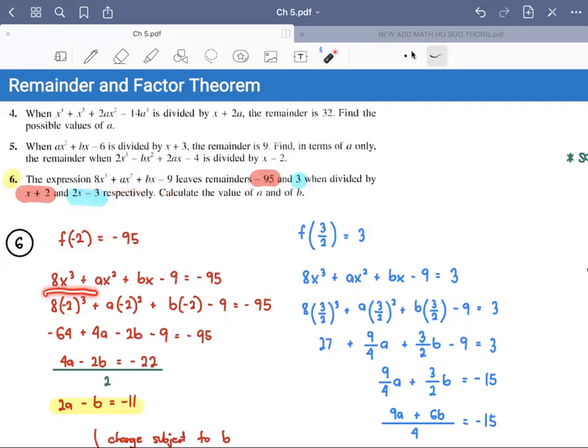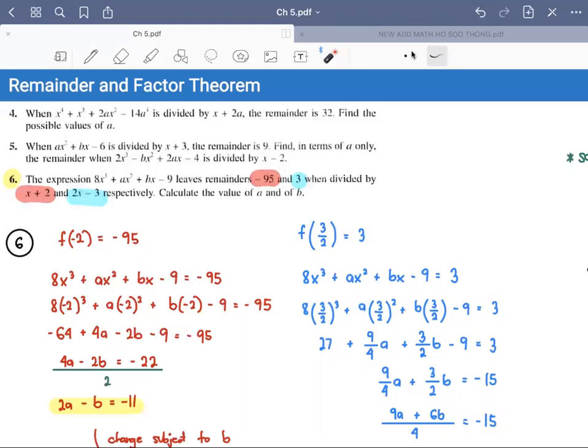That's why I have written the expression again, given here. So what do we need to do next? Of course, functions, right? We need to substitute the x terms by negative 2. That's why it became 8 times negative 2 cubed, a times negative 2 squared, and then b times negative 2, and then minus 9n equals negative 95. All right. So any question, class, on that process?